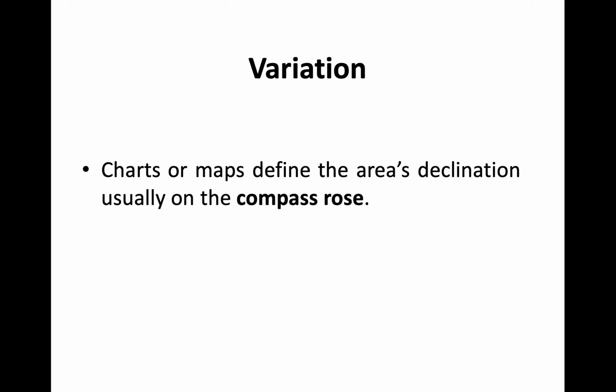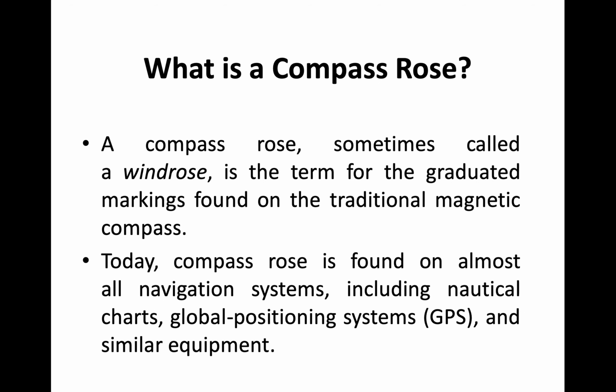We have something that we call a compass rose. I hope you will not think of a real rose. No, this is not a plant. This is actually a graduated marking that you can easily find in the traditional magnetic compass. This is basically the meaning of the compass rose, and sometimes it's called a wind rose. However, these days we call it the compass rose.